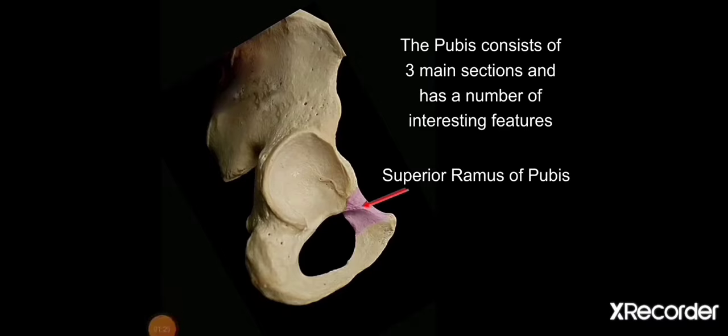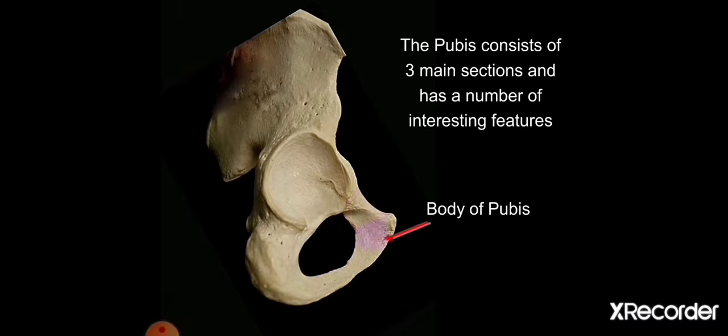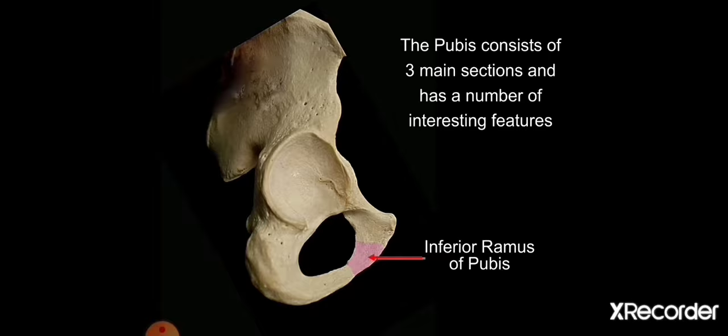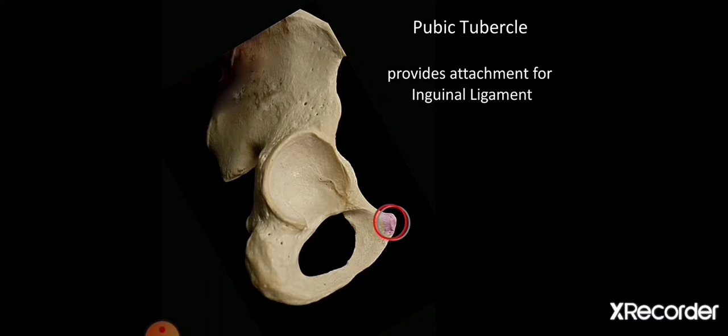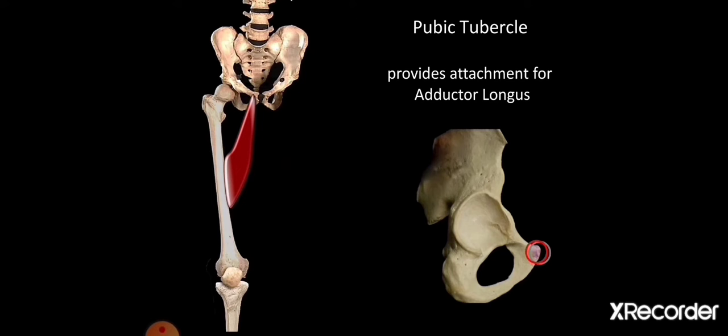The pubis consists of three main sections and has a number of interesting features, like the superior ramus of pubis, which is highlighted in the diagram. This is the body of pubis, and this is the inferior ramus of pubis. This is the obturator crest, and the lower is the obturator groove. This is the pubic tubercle. It gives attachment to the inguinal ligament. Pubic tubercle also gives attachment to the adductor longus muscle. Here we can see the adductor longus muscle is the muscle of the medial compartment of the thigh.